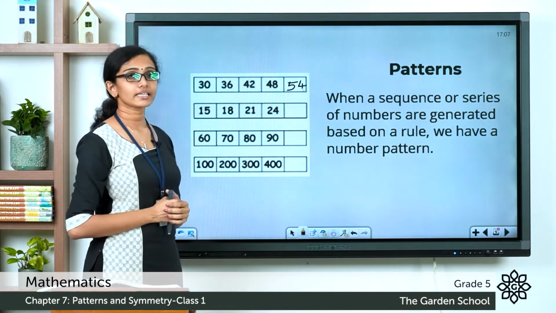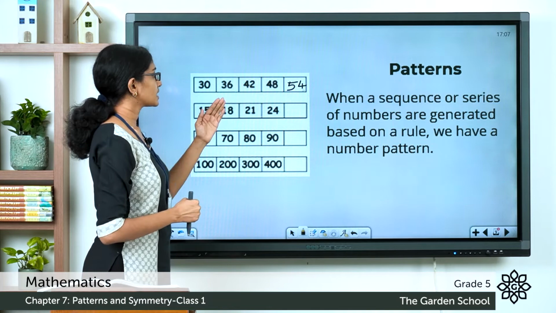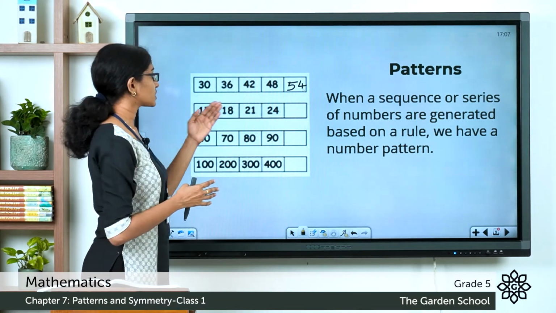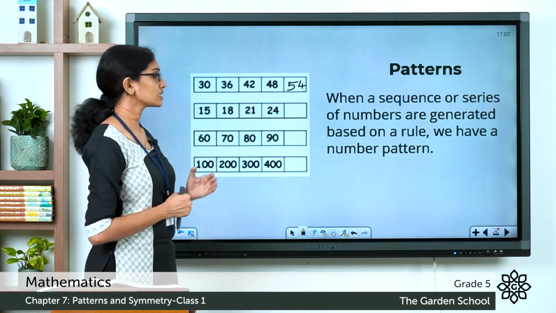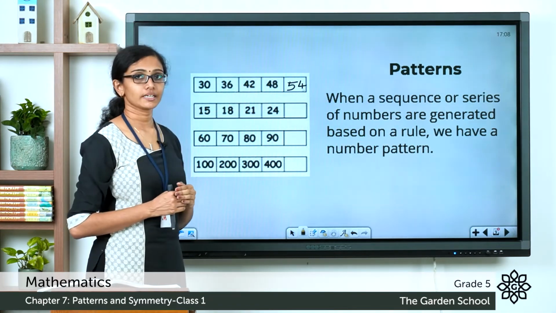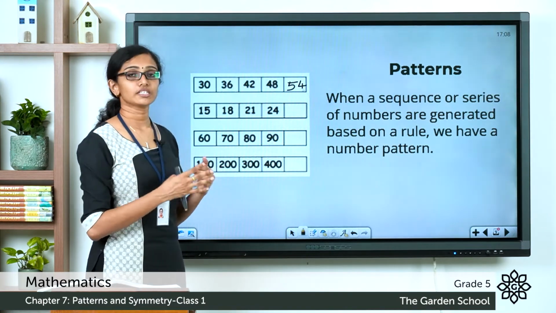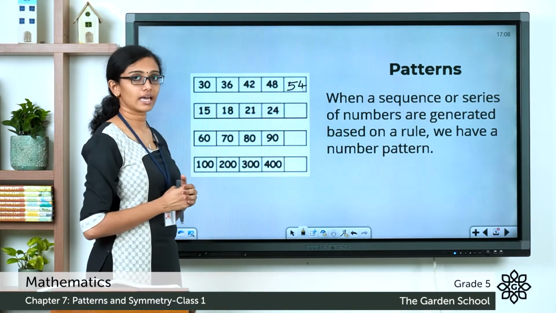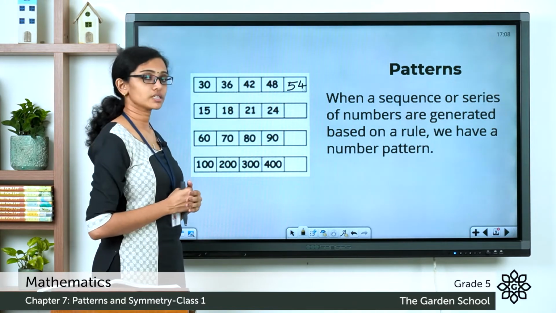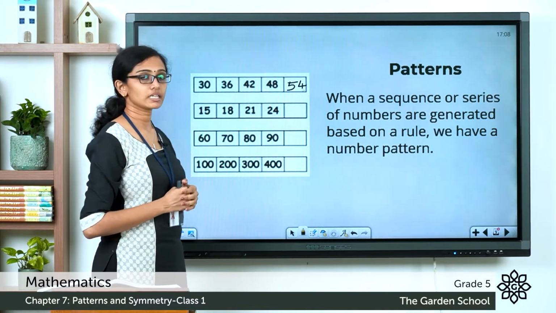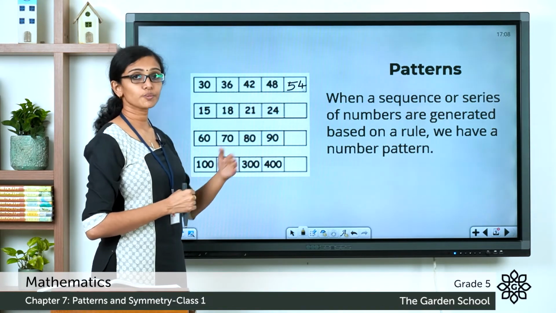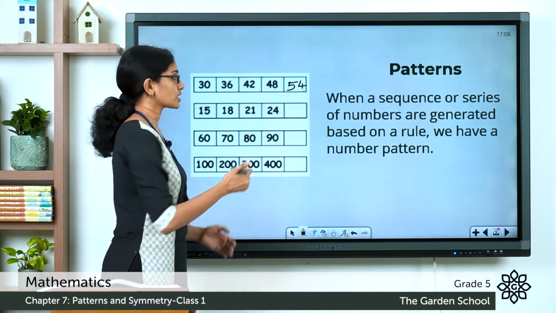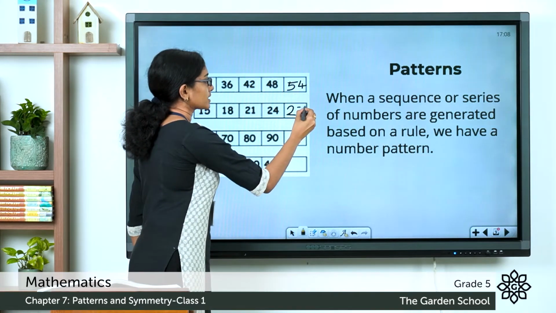And what about the next example? 15, 18, 21, 24. Can you identify the logic of this number pattern? In this number pattern, 3 is added to each number to get the next number. Like 15 plus 3 is 18, 18 plus 3 is 21, 21 plus 3 is 24. Then what should be the next number? It should be 24 plus 3, which is equal to 27.